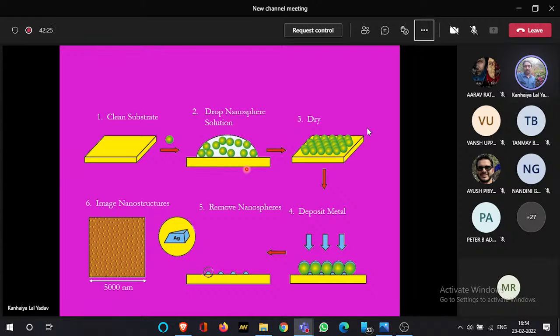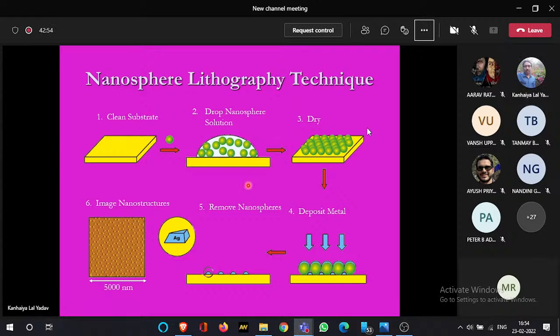Okay, but this slide shows, if you see the last one here, some structure of 5000 nanometers. So how do we make this type of structure? Some of you might know how rangoli is drawn or screen printing is done. That is a lithographic technique. This is the nanosphere lithographic technique, and that is similar to screen printing.